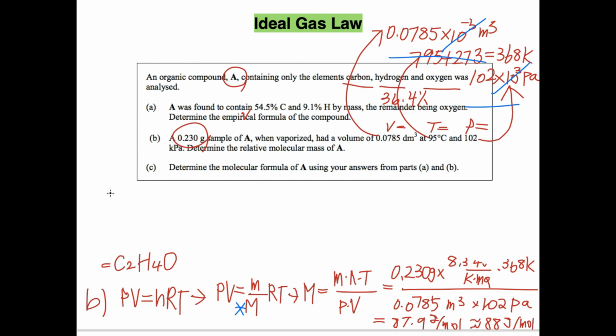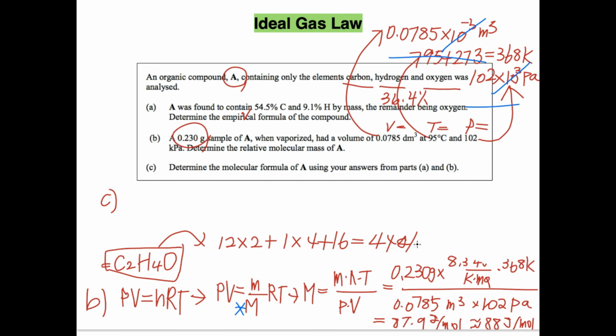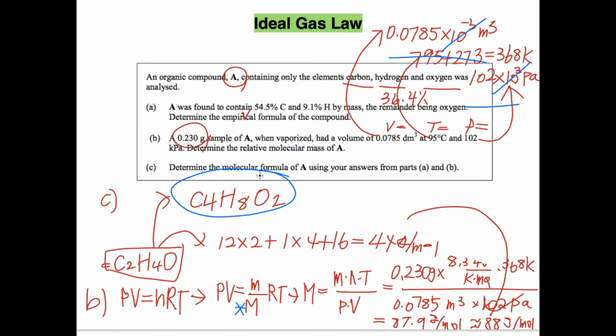Now let's look at C. Determine the molecular formula of A using your answers from part A and B. So we know that the empirical formula is this, right? What is the molar mass of the empirical formula? 12 times 2 plus 1 times 4 plus 16, and this is going to be about 44 grams per mole. The molar mass of A is twice the amount, so I can see that if I double up the empirical formula, C4H8O2, I will be able to find the molecular formula of A. So that will be our answer for C.